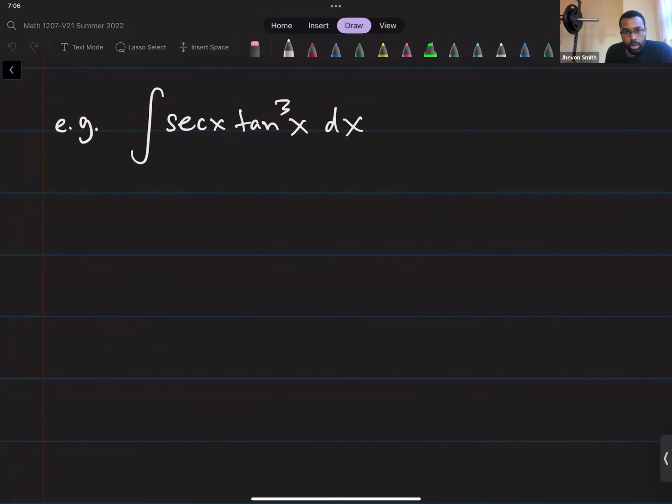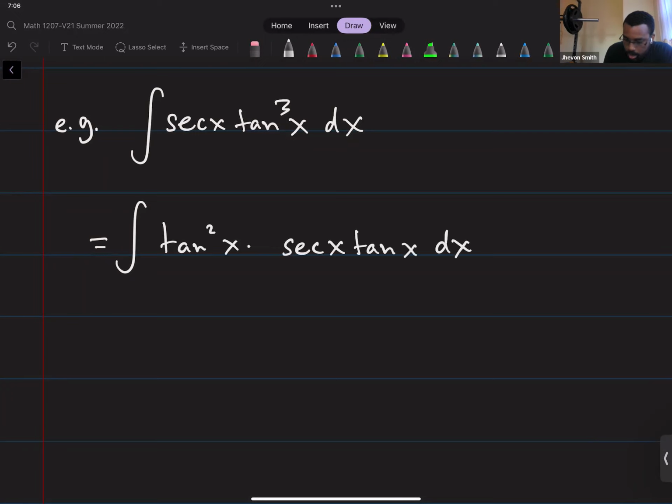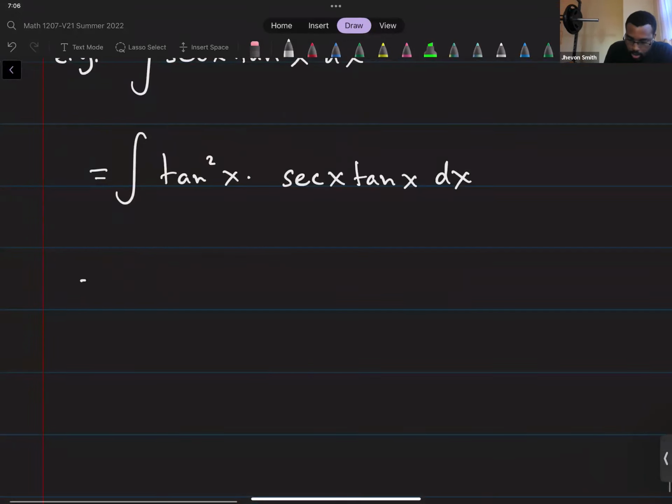Okay. So what I would do here, save a factor of secant tangent. So this is going to look like tangent squared. And I move off a secant tangent to the side. Any remaining tangents, I'm going to change to secants using that rule. So this is secant squared minus 1.